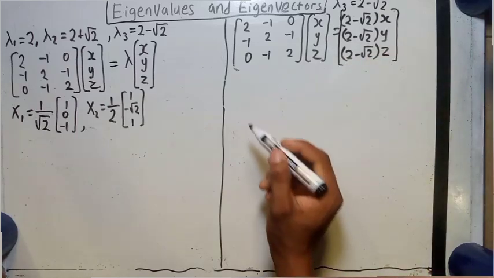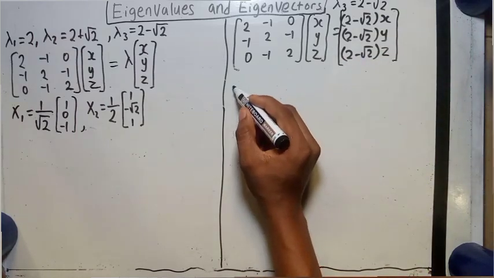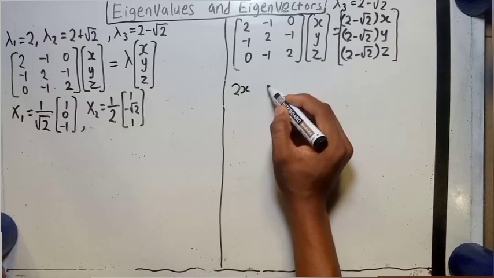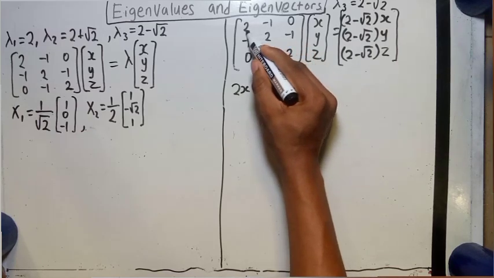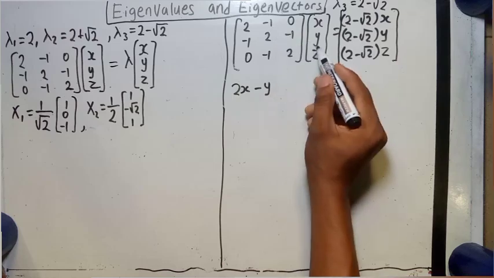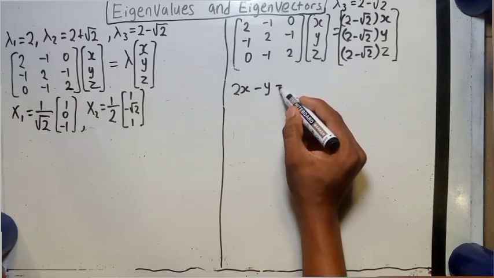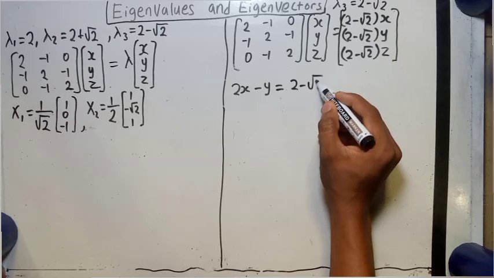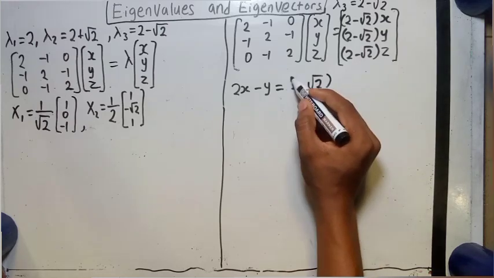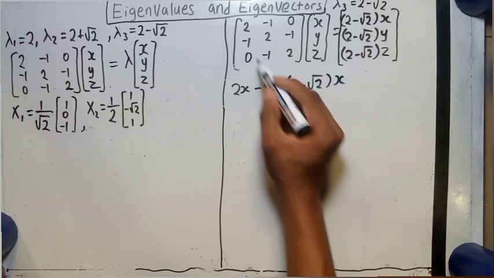Now converting it to a normal equation form, we'll be having 2x minus y. That's 2 times x is this, minus 1 times this. We have done this enough times, so I guess by now you should grasp how we are getting this.